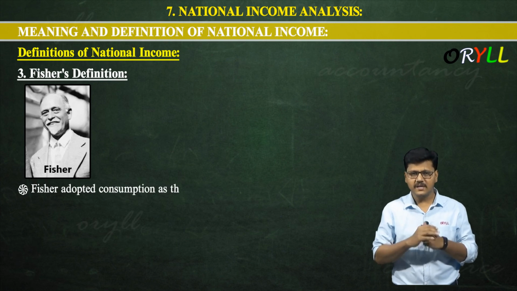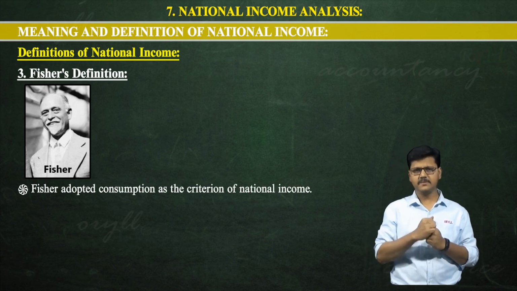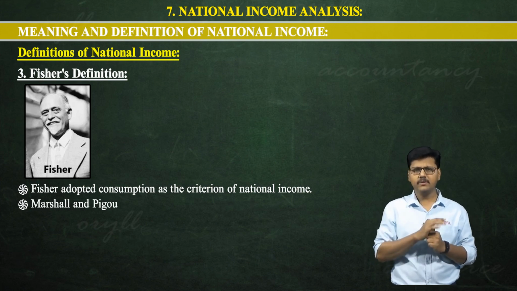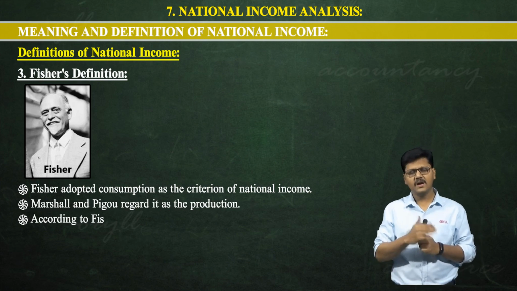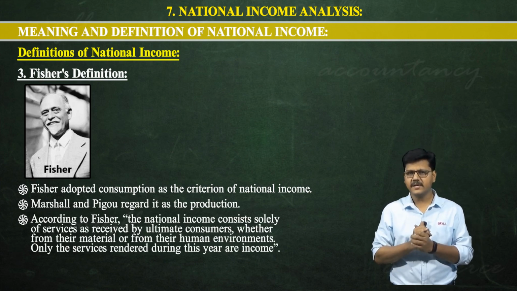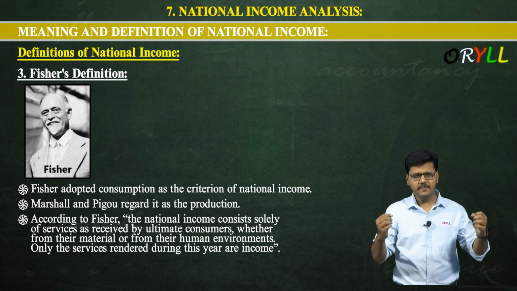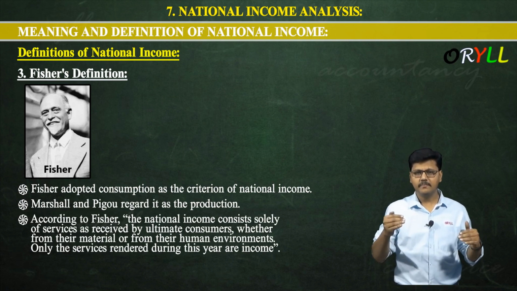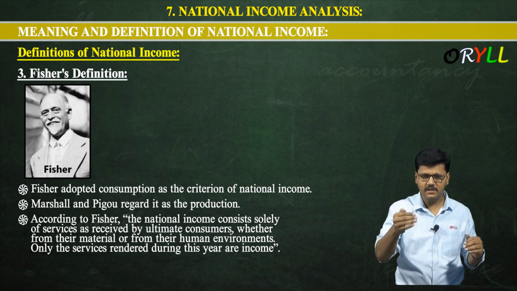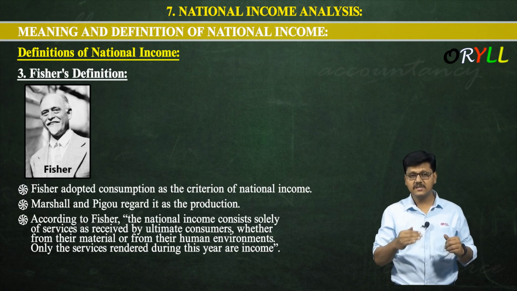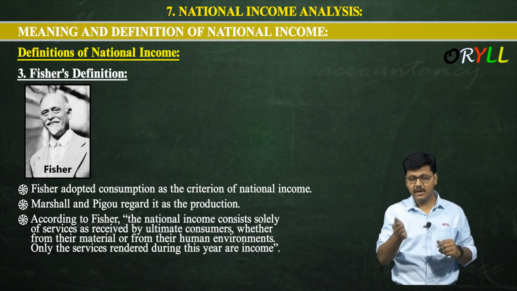Next one, Fisher's definition. Fisher adopted consumption as the criterion of national income. Marshall and Pigou regarded production as their criterion to measure national income. According to Fisher, the national income consists solely of services as received by ultimate consumers, whether from their material or from their human environment. Only the services rendered during this year are income.